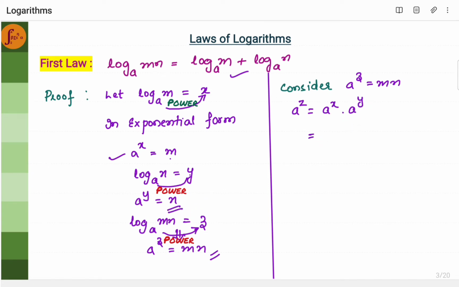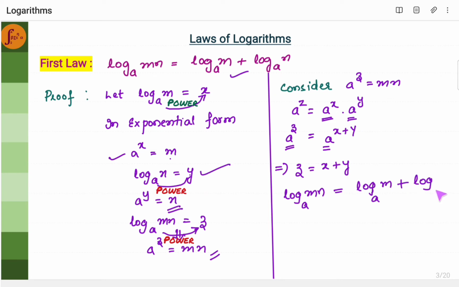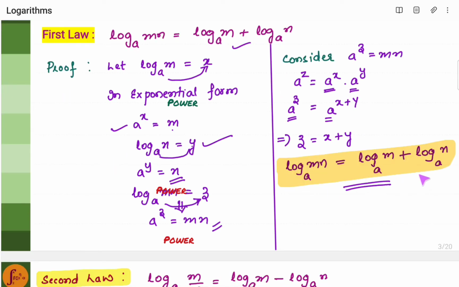Now, based on theory of indices, if the bases are same, then you can add the powers. So it's going to be a to the power x plus y. Since the bases are same, the powers or indices have to be same, which means z is equal to x plus y. And what is z? We had assumed z to be log of mn to the base a. Let's substitute for x and y: x is log of m to the base a, and y is log of n to the base a. So we have proved this law.